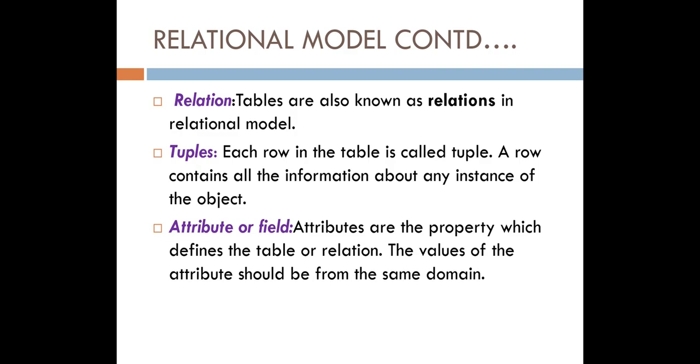So here are the few terms associated with the relational model. Each table in the relational model is known as relation. Each row in a table is known as tuples. Each column associated with the table is known as attributes or field.